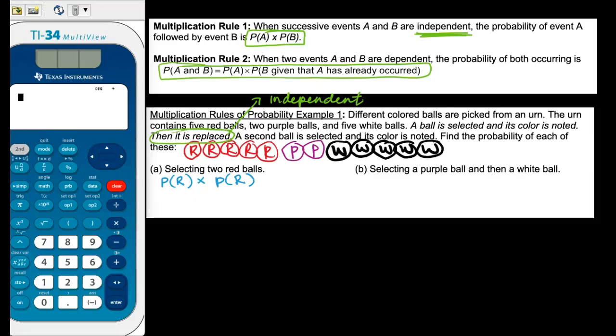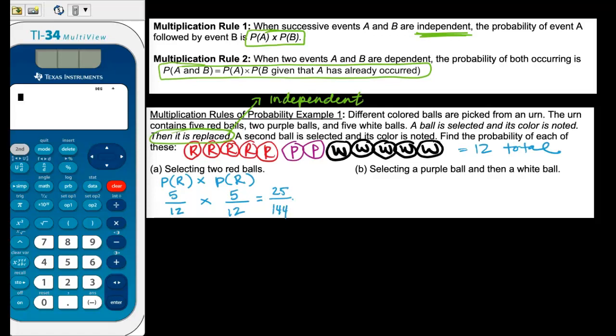And so all we have to do is total these up. So there's 12 balls total. And we have to find the probability of each. So the probability of selecting a red is going to be 5 out of 12. And the second time picking a red, it doesn't change. It's still 5 over 12 because I put that first ball back. And so it's going to be 5 twelfths times 5 twelfths. You can multiply the numerators straight across. So you get 25 divided by 144.